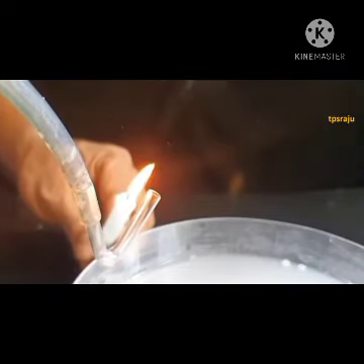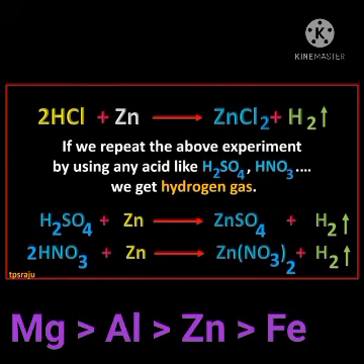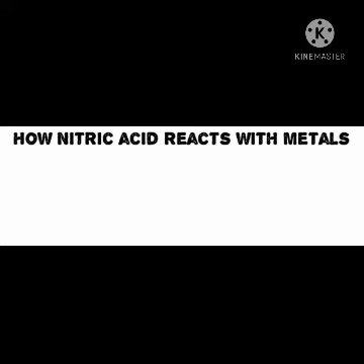Similarly, hydrochloric acid reacts with magnesium, aluminium, iron, and the reactivity of the metal can be indicated by the following sequence. That is, magnesium is more reactive than aluminium, aluminium is more reactive than zinc, and zinc is more reactive than iron. Now let us see how nitric acid reacts with metals.